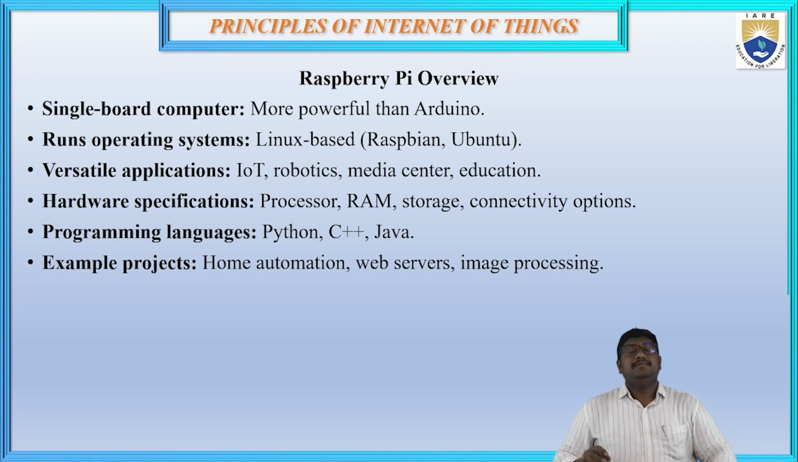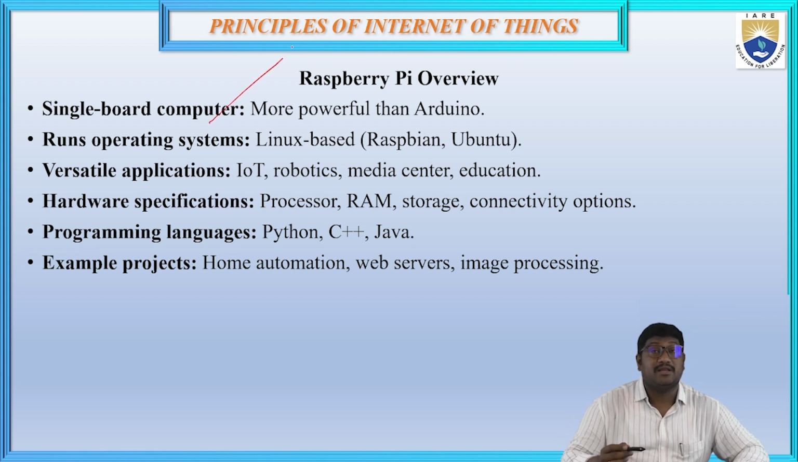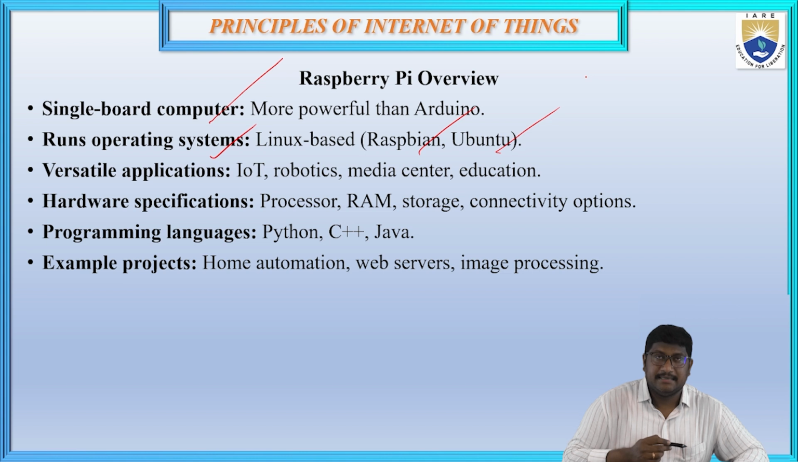This is a brief narration about Arduino, and we will learn much more in the coming classes. Coming to Raspberry Pi, I will give you an overview. It is more powerful than the Arduino. Why? Because it is a single board computer, which is more powerful than Arduino. It runs on a Linux based operating system, Raspberry Pi OS or Ubuntu. Those two come under Linux based only.